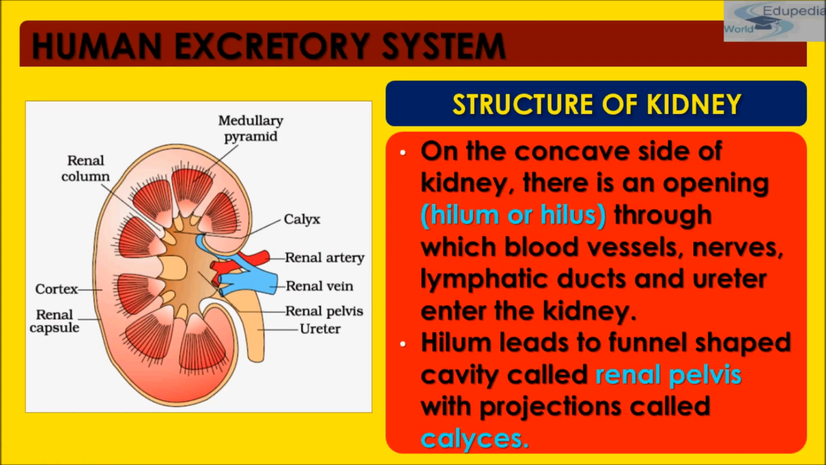The pyramids open into a common cavity called the renal pelvis. This is the renal pelvis, a common cavity in which all the pyramids open up. The outer border of the pelvis is divided into open-ended pouches, which we call major calyces, and which further divide into minor calyces. These are the calyces.